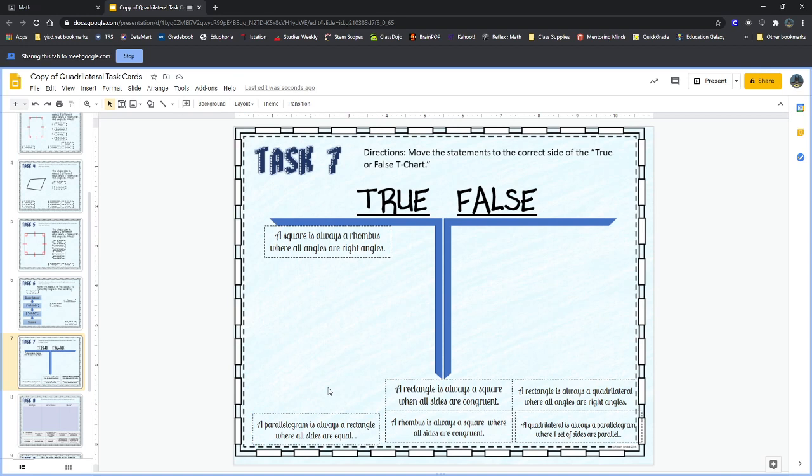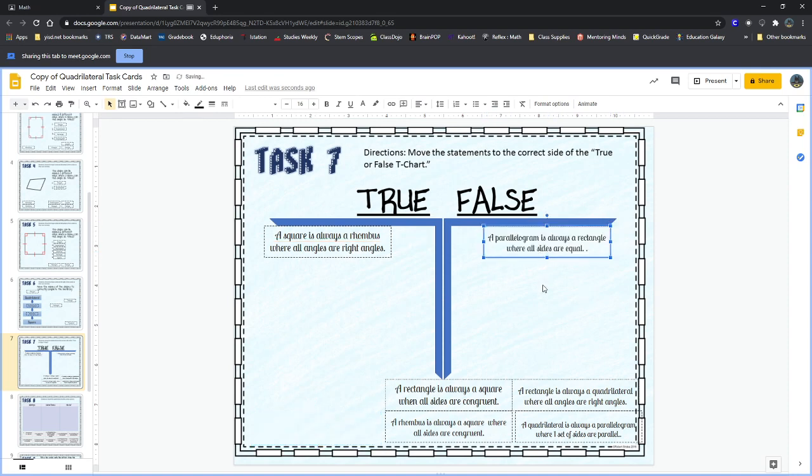What about the next one? A parallelogram is always a rectangle where all the sides are equal. What do you think, Violet? Is that a true statement or is it a false statement? Where would you put it? False. This one is a false statement.